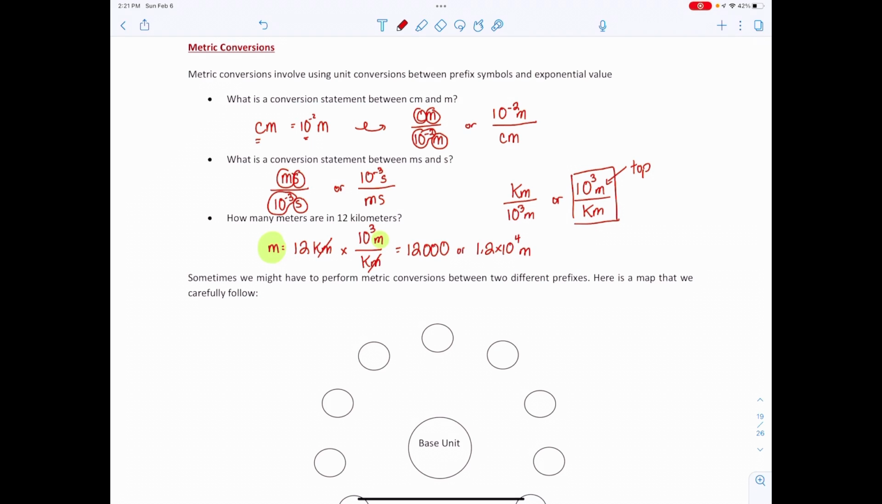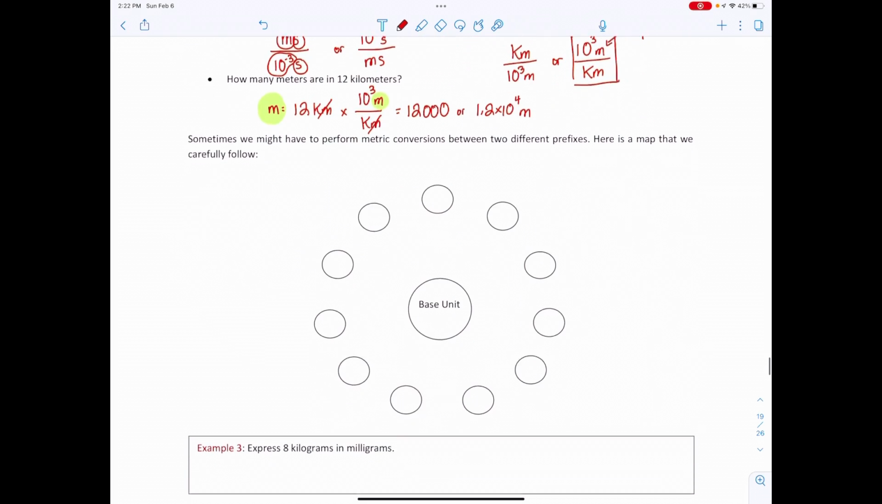Okay, so that's an easier example, but sometimes we get more complicated questions where we have to convert between different prefixes. Like what if instead of the question asking us to find meters in 12 kilometers, it was asking us to find centimeters in 12 kilometers? Or what if it's asking us to find nanometers in 12 kilometers? And so this roadmap here is quite useful.